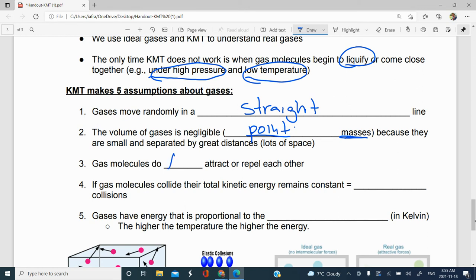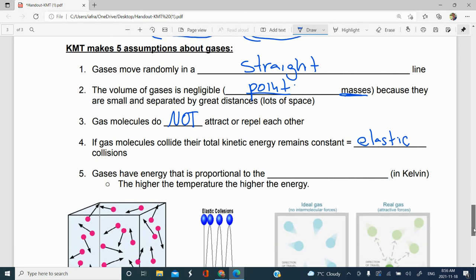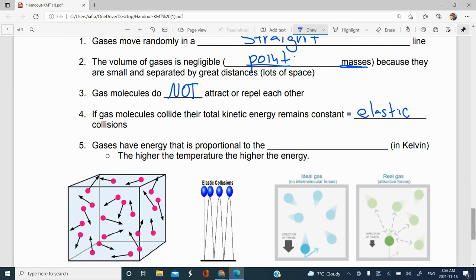Gas molecules do not have any attractive or repulsive forces between them, so they don't attract or repel each other, which in reality there are attractive forces between them, but so small that we can essentially ignore them and say they don't have them. If gas particles collide, their total kinetic energy remains constant. That's called elastic collisions, which means that when they bump into each other, or into the walls of containers, they won't lose energy. They actually do lose a little bit of energy, but it's so small, we pretend they don't.